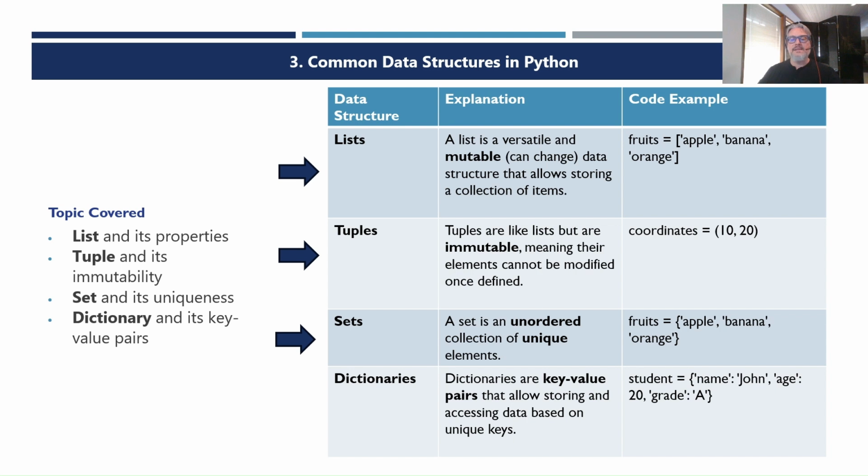Set. A set is an unordered collection of unique elements. Sets do not allow duplicate values and can be modified using various set operations such as union, intersection, and difference. Sets are defined by using curly braces or the set constructor. Sets contain unique elements, so they do not allow duplicates.